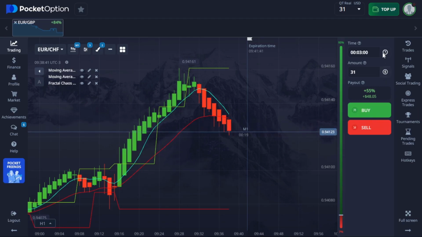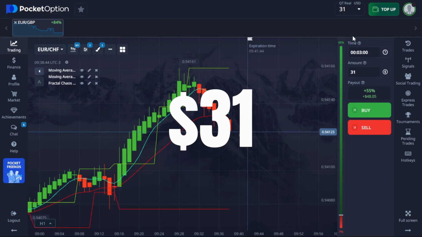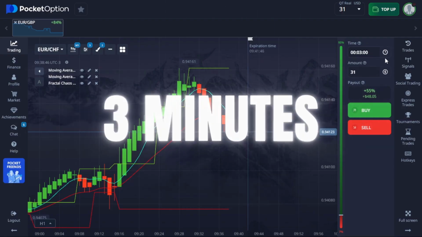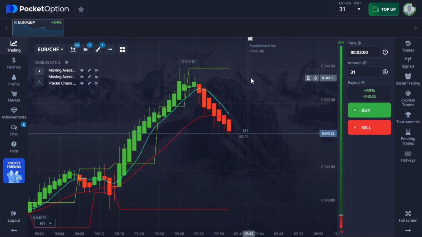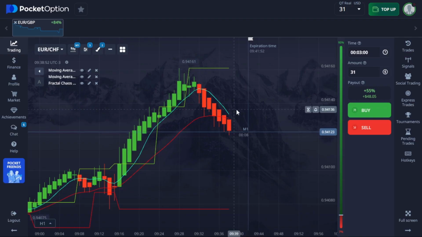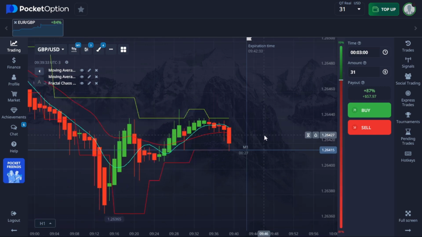Okay. Now with the indicators configured, guys, look for a clear entry. I use $31 for a 3-minute trade. That's very important. I'll explain the first entry when I find it. Here we have a possible position. Okay, but let's try to find another one.